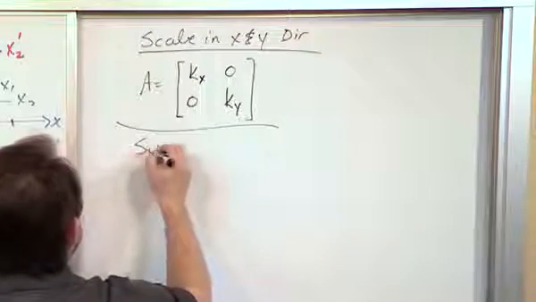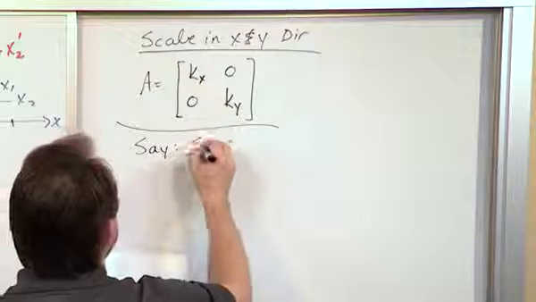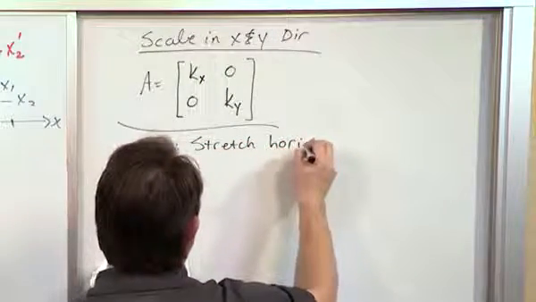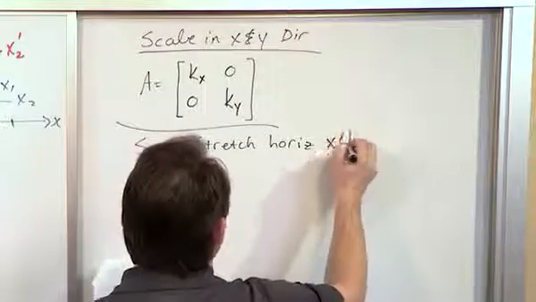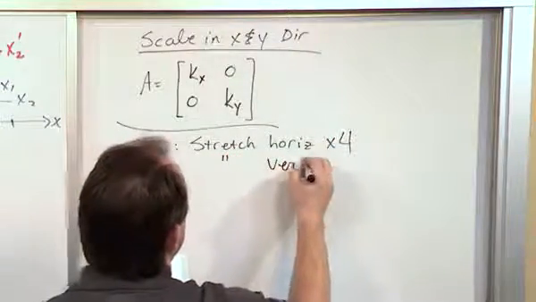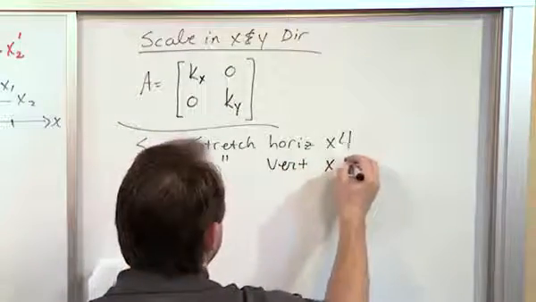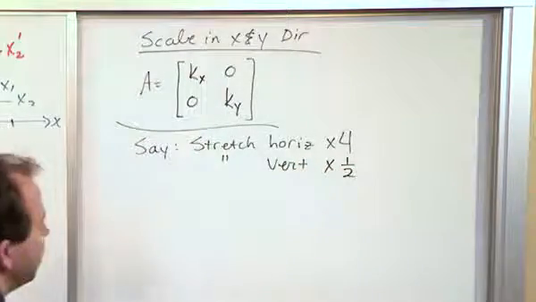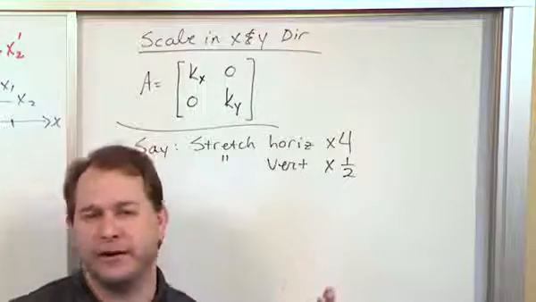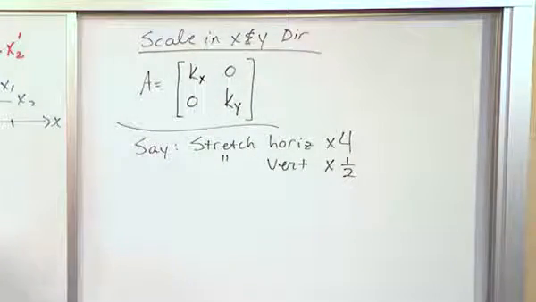So let's take an example here. Let's say we want to stretch horizontally by 4, so make it 4 times larger in that direction, and we're going to stretch vertically by 1/2, right? Which really means we're shrinking it, because the same math works if you're stretching or shrinking, right? So we want to apply this transformation matrix, and we want to use the same points.